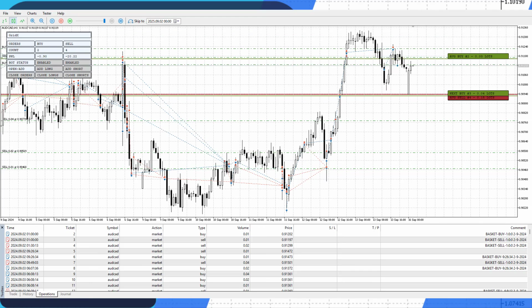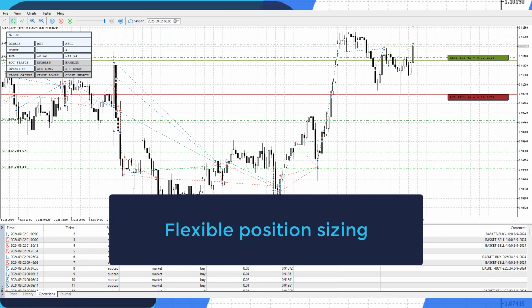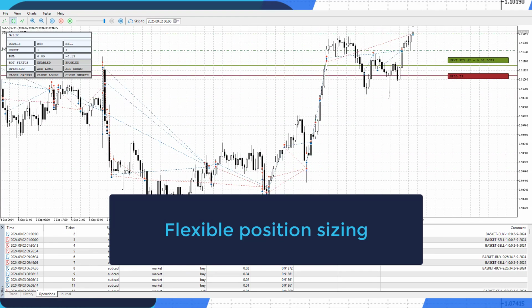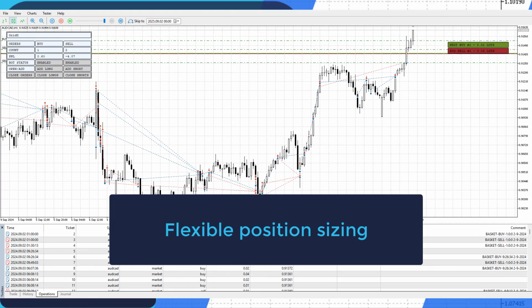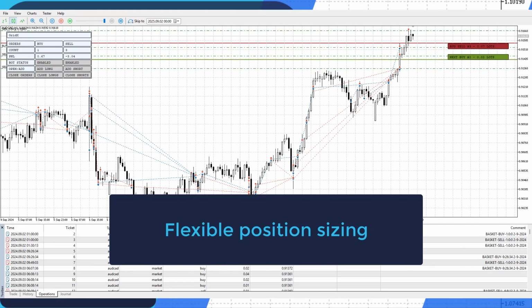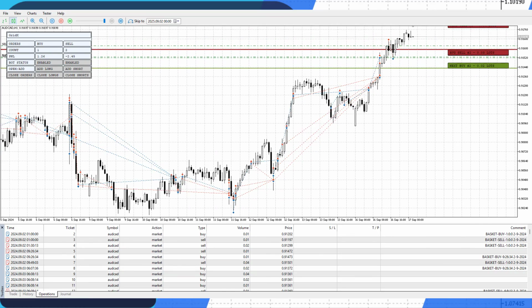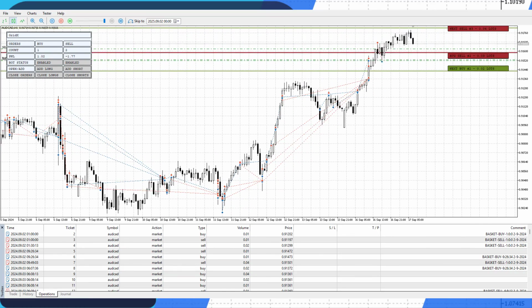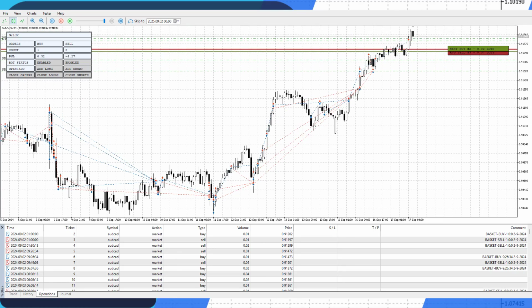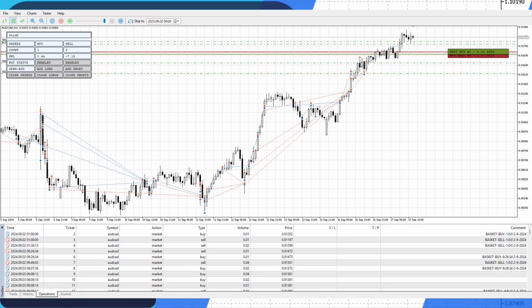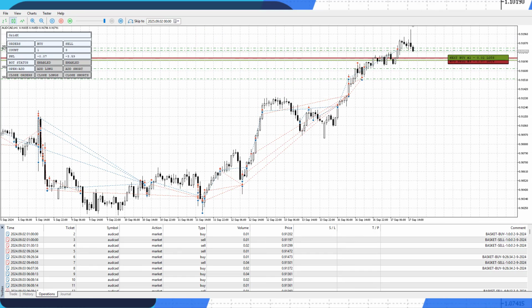Position sizing is also flexible. You can keep it fixed, add a constant increment, such as 0.1 lots more each time, or use a multiplier, such as doubling each leg. To stay safe, a maximum position size can be set so it never grows beyond your chosen limit.